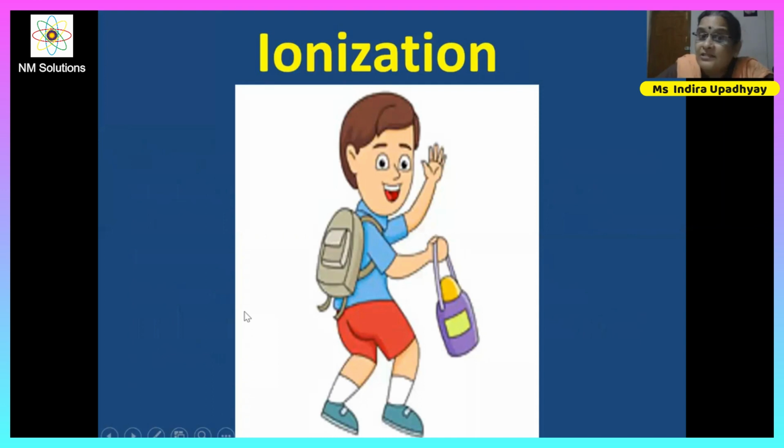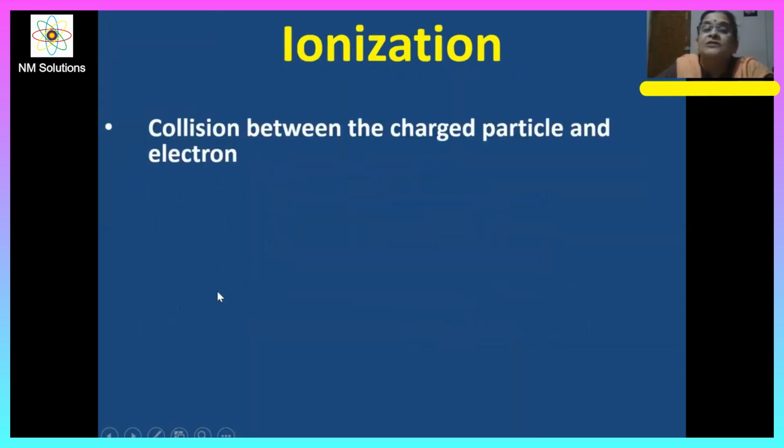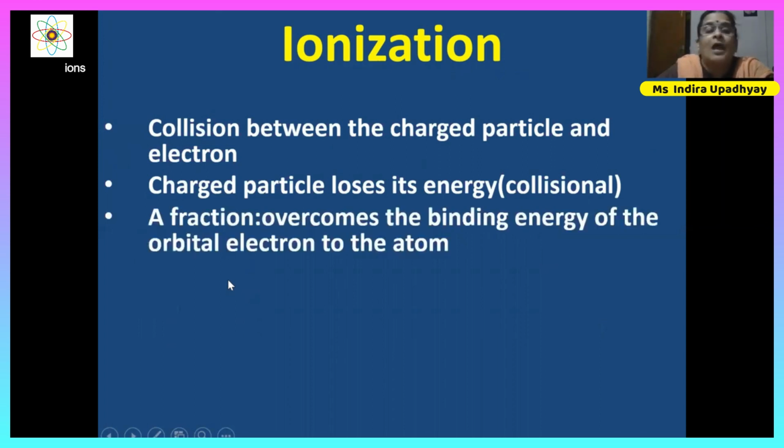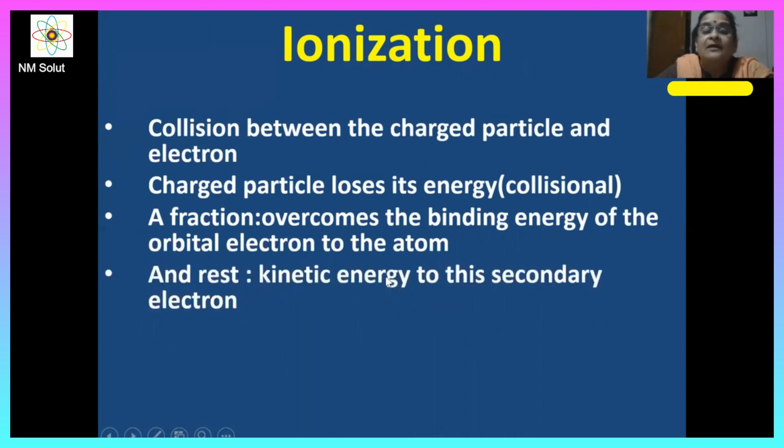And what about ionization, where sufficient funding is done? That is, the child can go to school too. Here, the collision is between the charged particle and the electron, where the charged particle loses its energy. This is again in the form of collisional loss. A fraction of it overcomes the binding energy of the orbital electron to the atom, while the remaining goes as kinetic energy to this secondary electron.